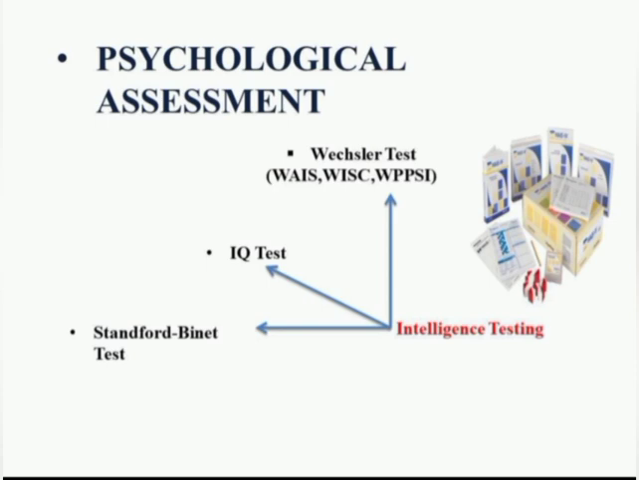EQ, the emotional quotient. EQ is referred to as the ability to understand your own emotions and other people's emotions. IQ only measures your academic abilities. And if you combine both IQ and EQ, you would have a clear understanding of why a person is like that.